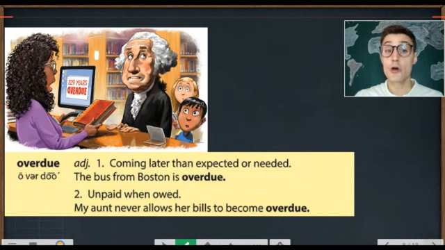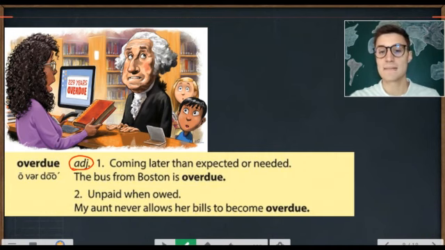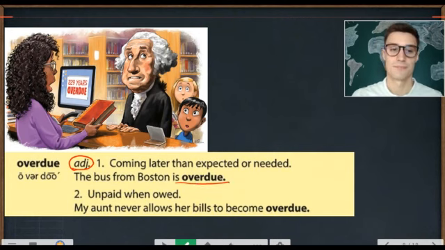Next, it's overdue. Overdue. Let's say it out loud. All the words we should say out loud. Overdue. Now, overdue has an adjective meaning. We use the word overdue to describe something which comes later than expected or needed. The bus from Boston is overdue, so it came later than expected or needed.